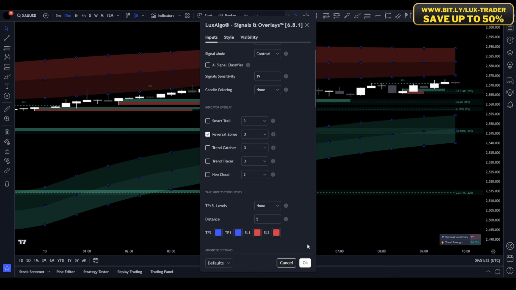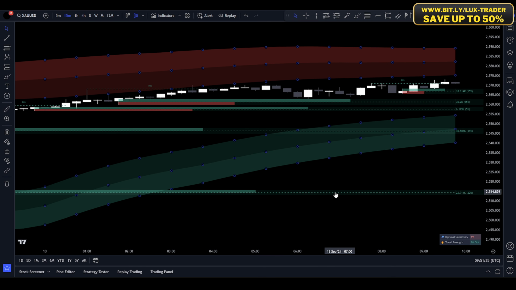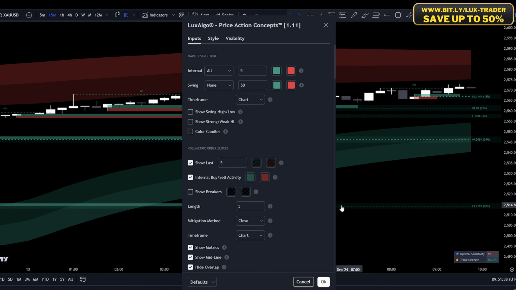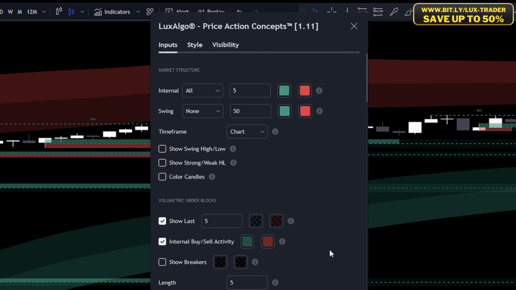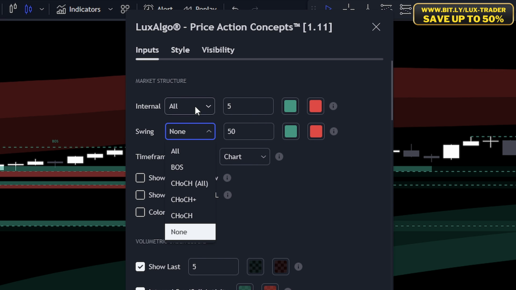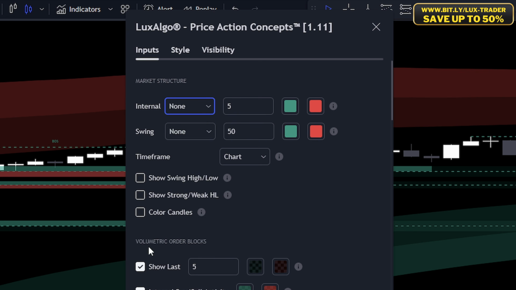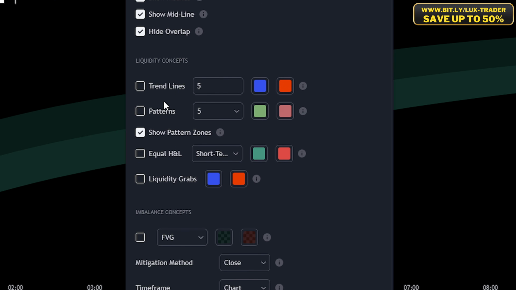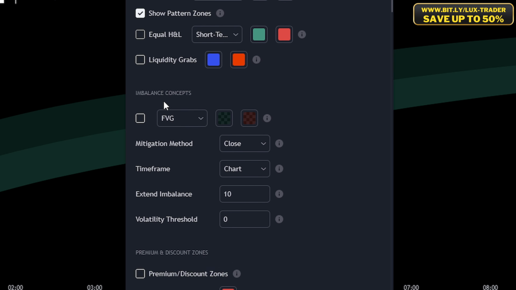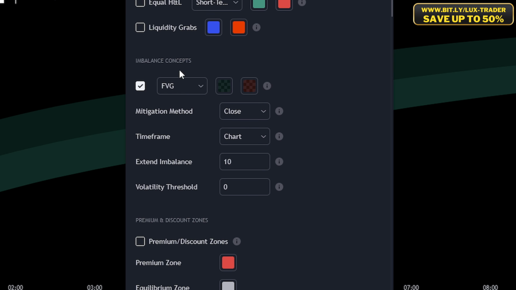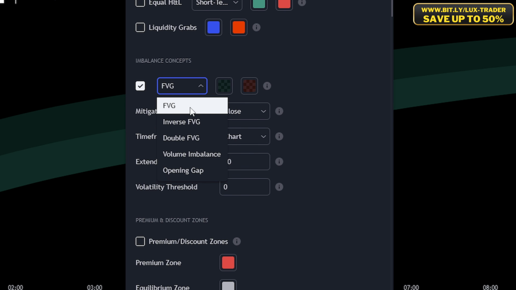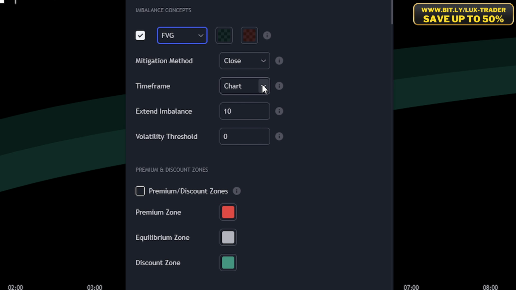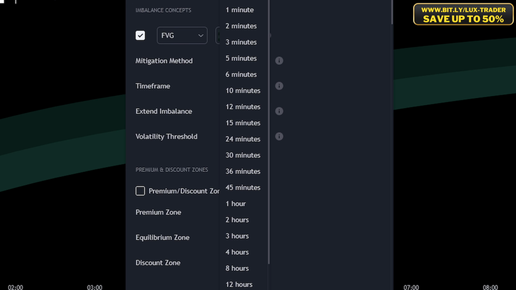Once you have the first indicator set up, it's time to move on to the second one. This indicator is all about highlighting fair value gaps, which are crucial areas in the market where price is likely to return before continuing its move. So in the settings of the second indicator, disable everything except for the fair value gaps. These gaps represent inefficiencies in the market where buying and selling weren't balanced, and they often act as magnets for price.